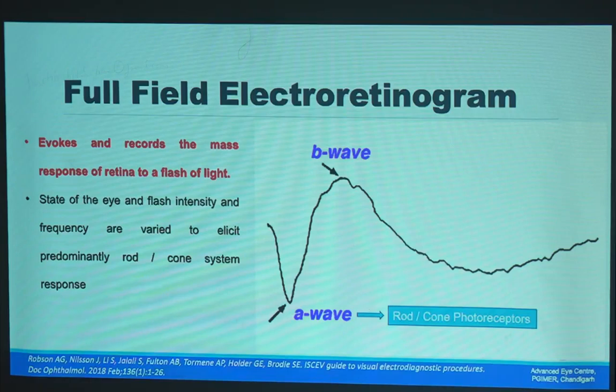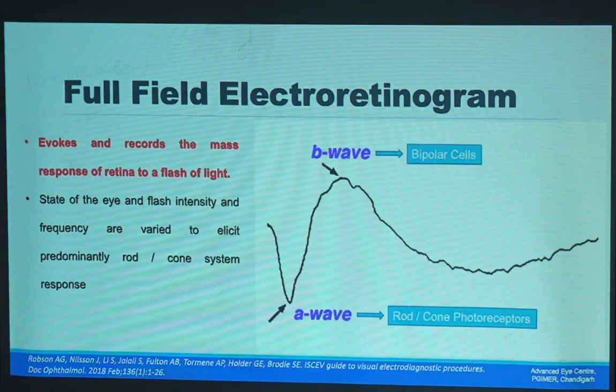So within the retina, we were talking about the retina as a whole. RPE was the EOG, the ganglion cells were with the pattern ERG. The retina is further segmented into inner retina and outer retina. The outer retina, that is the photoreceptors, is tested by your A wave. So if you have an A wave, it means your photoreceptors are functioning fine. And your B wave, that is the positive deflection, comes from your inner retina, that is your bipolar cells.